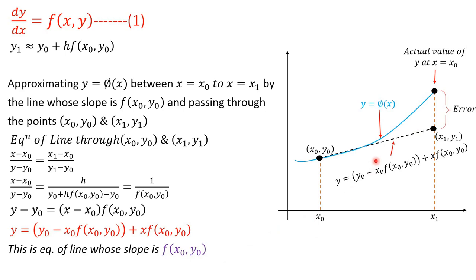In Euler's method, what we are doing is approximating this curve by a tangent at the initial point. Our curve passes through these 2 points x naught, y naught and x1, y1. So we are approximating it by a straight line tangent at the initial point x naught comma y naught, and therefore there is error in these calculations. But this method is very useful and very simple to apply.